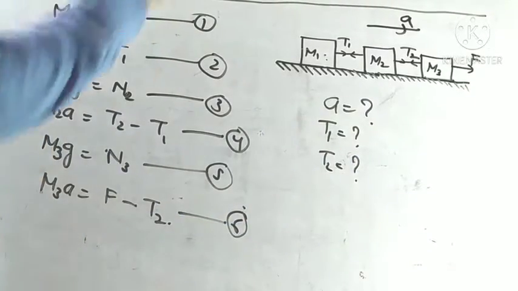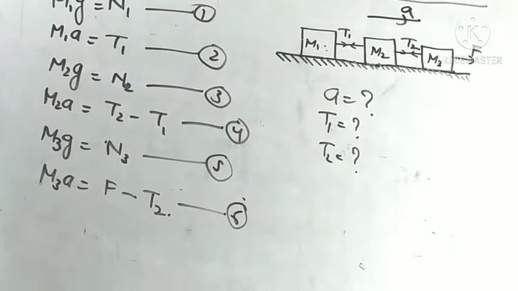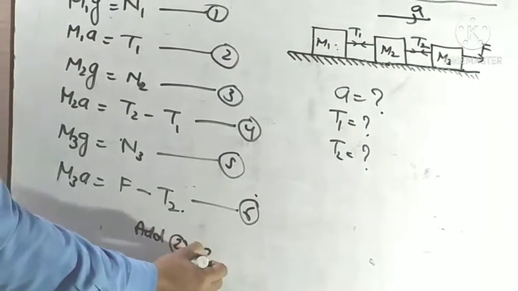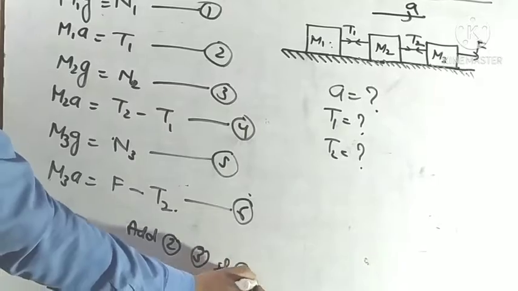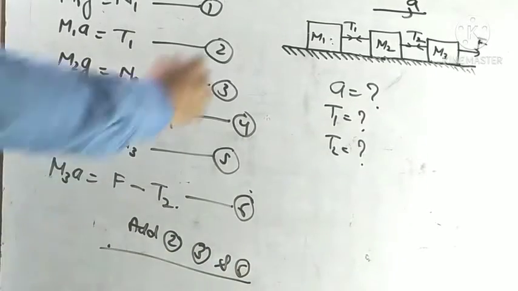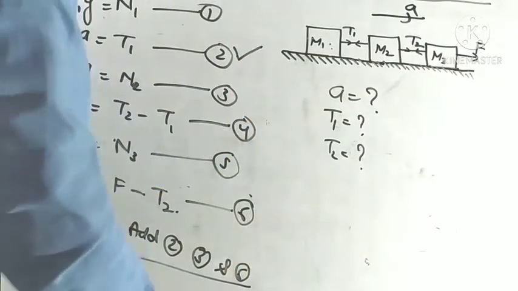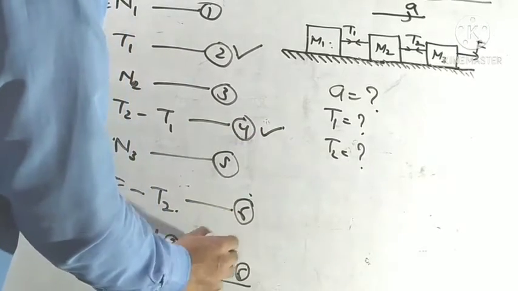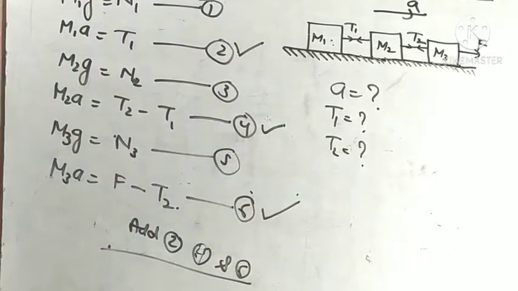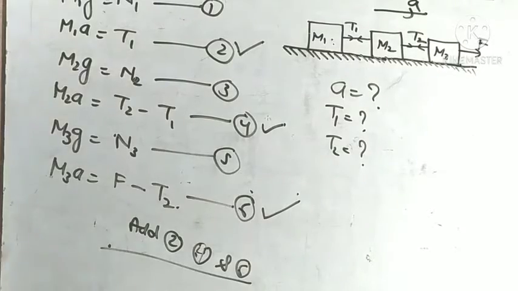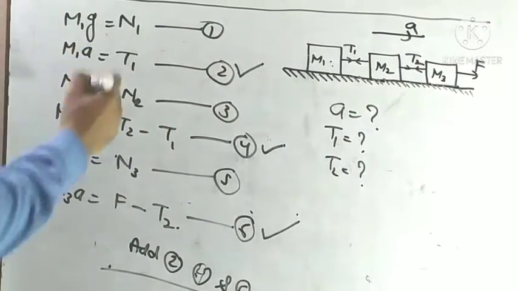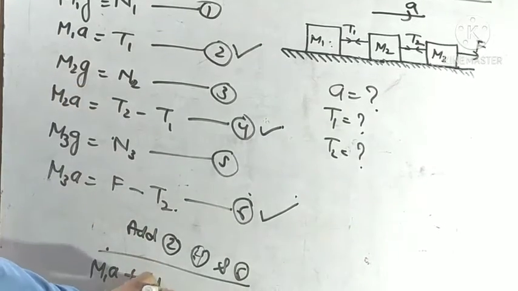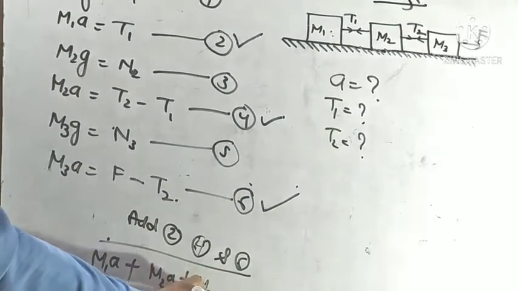Okay. So now we have to find the acceleration. So what do we do here? We add equation number 2, 4 and 6. Okay. We only use these three equations: equation number 2, equation number 4, and equation number 6. So now we add equation number 2, 4 and 6. m1a plus m2a plus m3a.